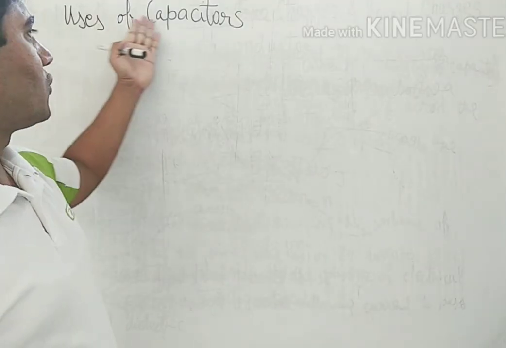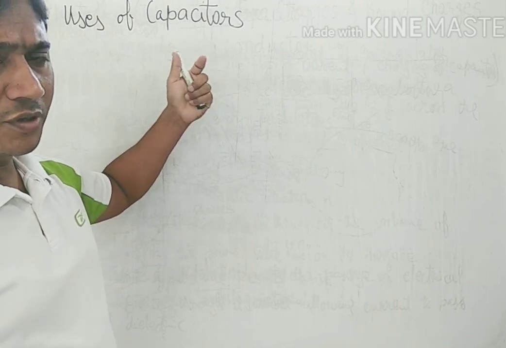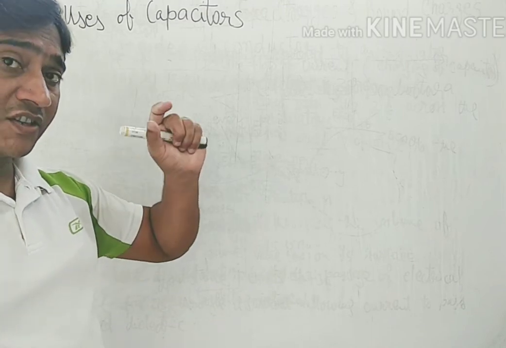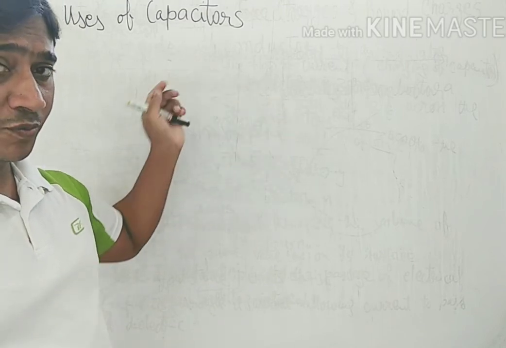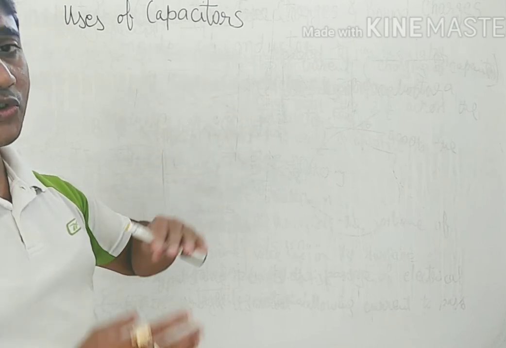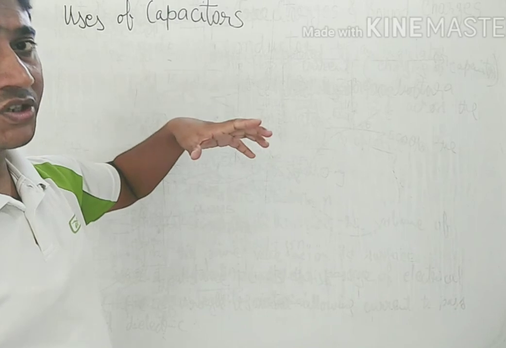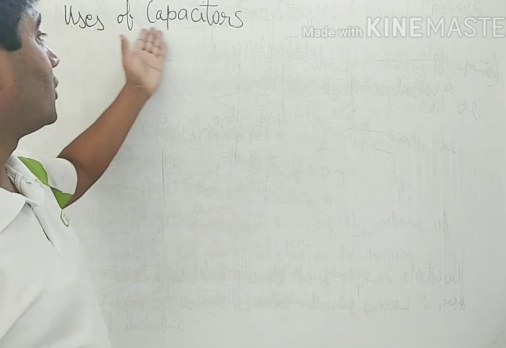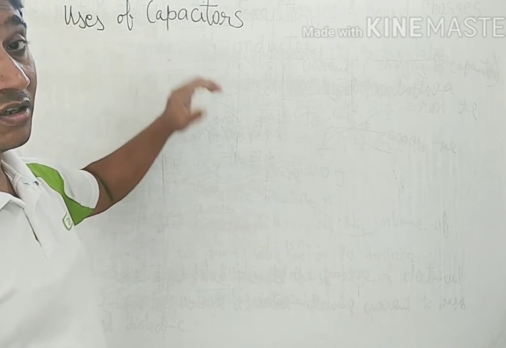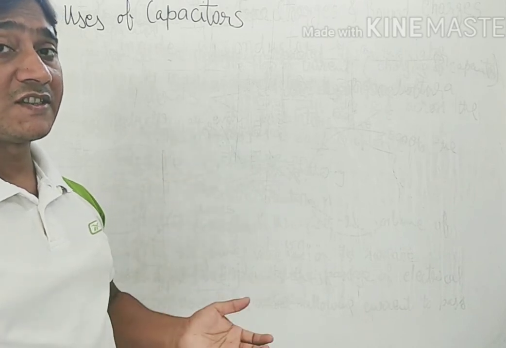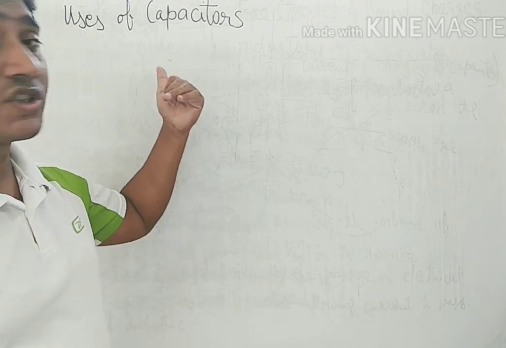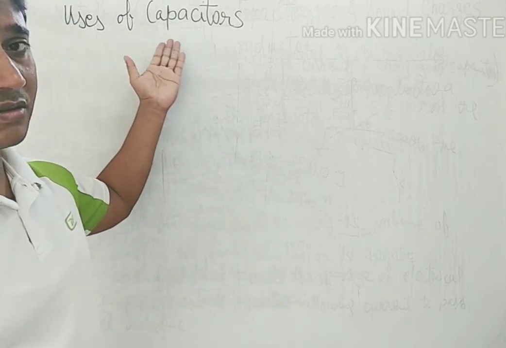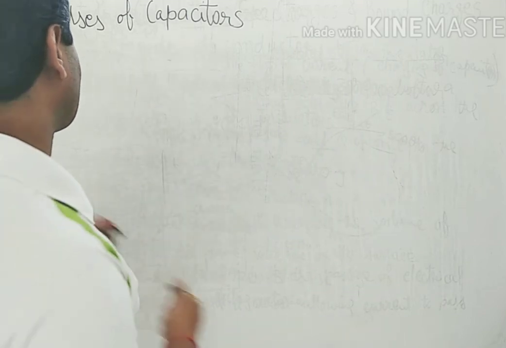So our next topic, uses of capacitors. What are the uses of capacitors? In electrical circuits, especially those circuits comprising inductance, for their smooth functioning, when current flows without sparking, the functioning of that inductance circuit may take place. So for that smoothening purpose, we use a capacitor. Then in the ignition system of automobile engines we also use capacitors. Then in radio tuning circuits we use these capacitors. So these are a few applications of capacitors.